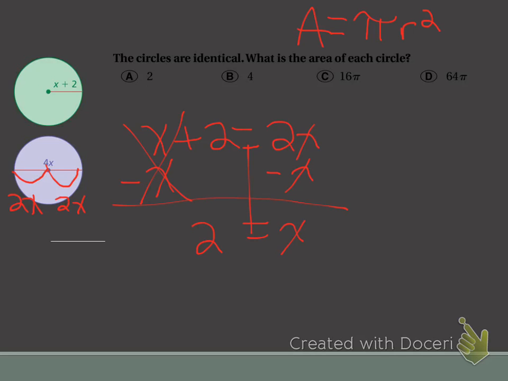Alright, so that means that our radius is going to be x plus 2, or 4. 2 plus 2 is 4. So we know the radius is going to be 4. And remember, the question asks us not for the radius, but what is the area? So we got to pay attention to what the question asks. Area is pi 4 squared. 4 squared is 16, so you got 16 pi, which is right here. Our answer is C.